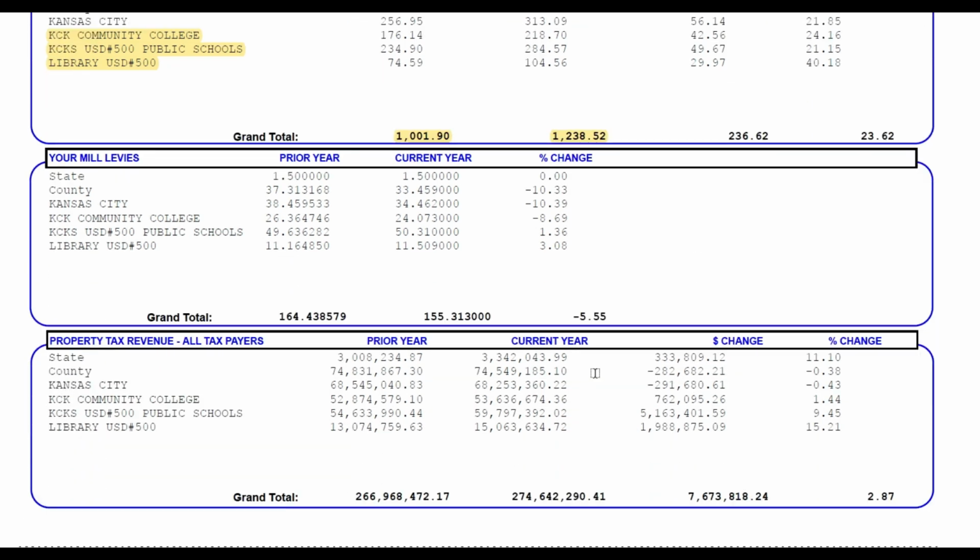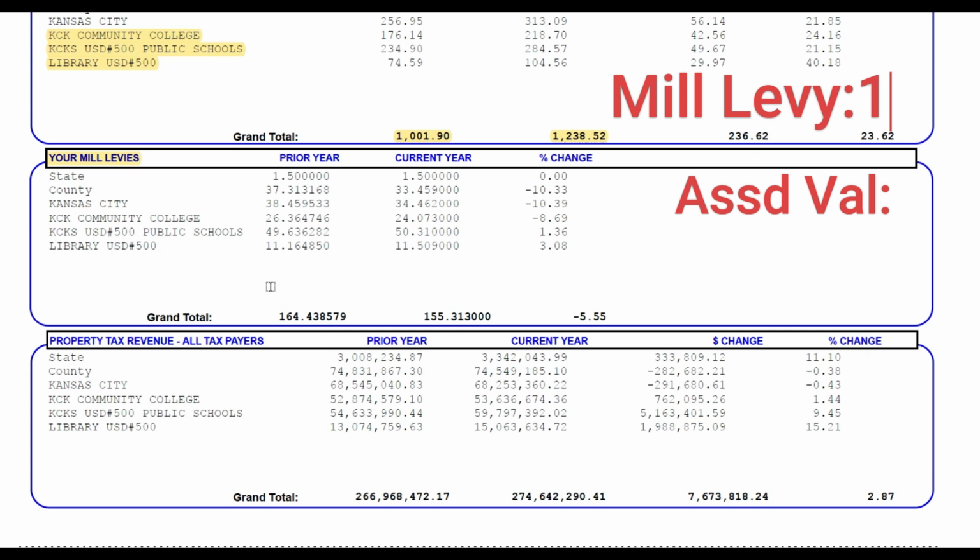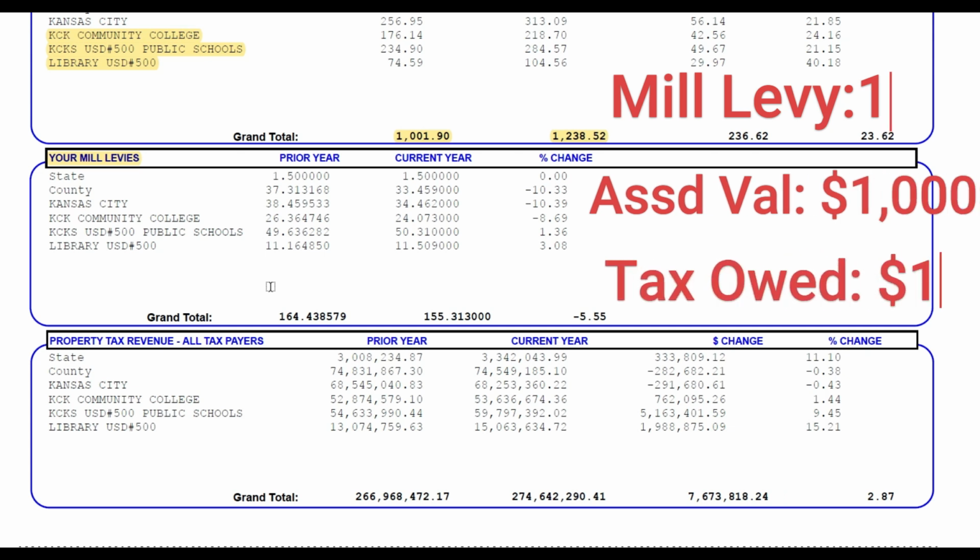The next section of your bill is probably the most confusing. It once again lays out your jurisdictions, but the next column shows your levy expressed in mills. Rather than use a traditional rate expressed in a percentage, we use mills. 1 mill is equal to $1 per $1,000 of assessed value. This means if your levy was 1 mill and your assessed value was $1,000, you would owe $1 of tax.